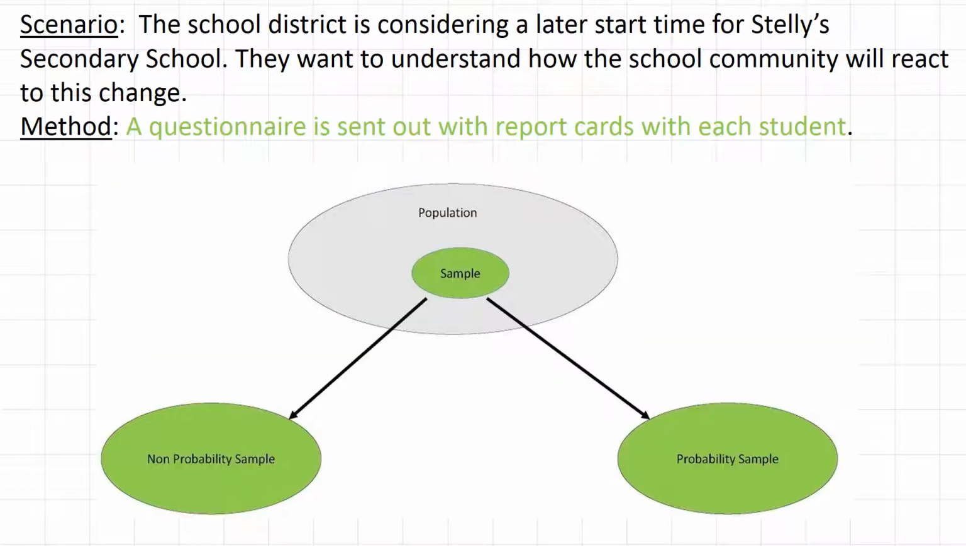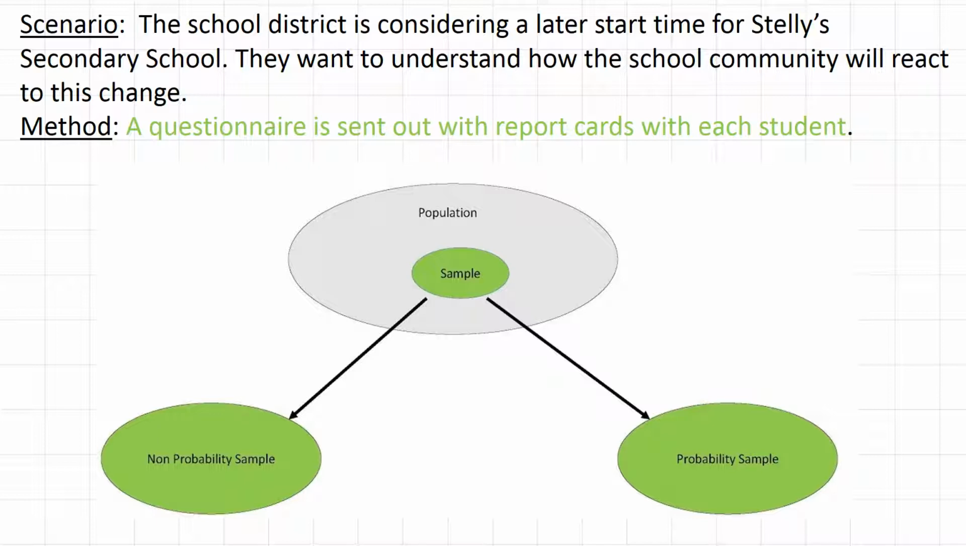So we're going to take a look at some scenarios and hopefully together decide what the characteristics are of the sample. So here's the scenario. The school district is considering a later start time at Stellies Secondary School, and they want to understand how the school community will react to this change. The method they're going to use is to send a questionnaire out with report cards with every student. So let's start by asking, what is the population?